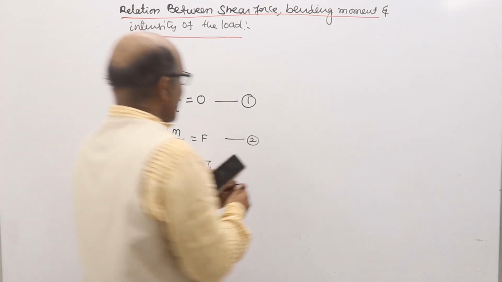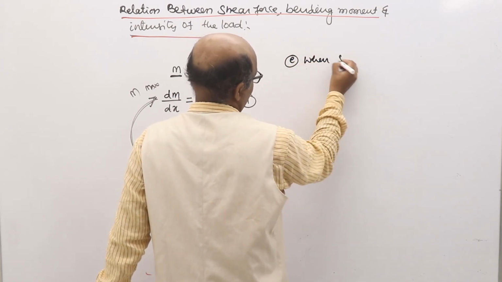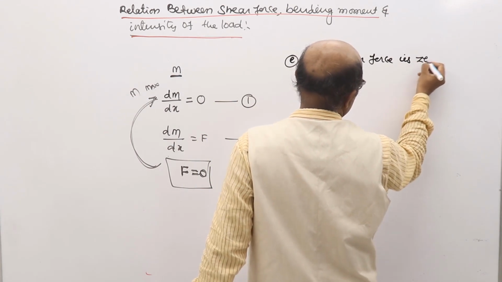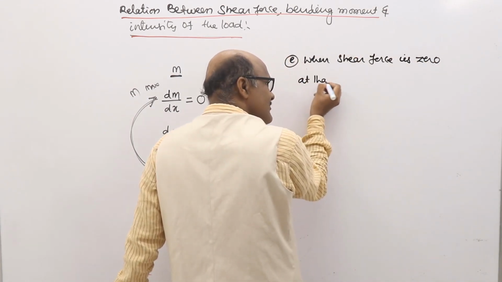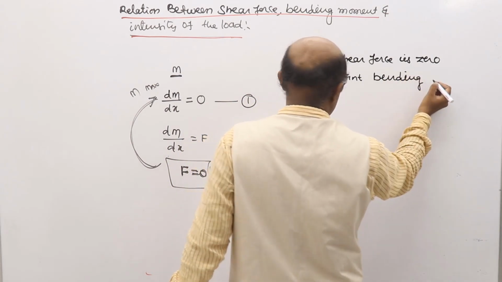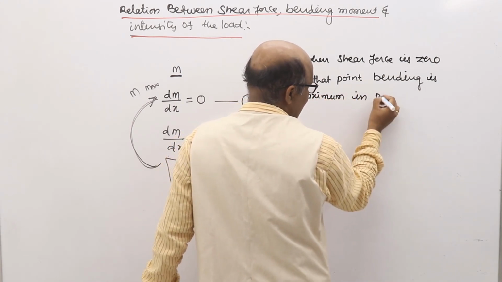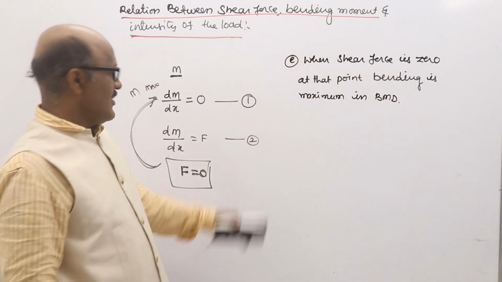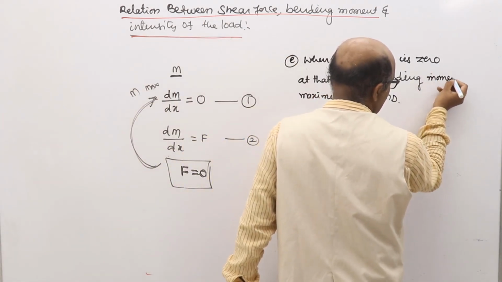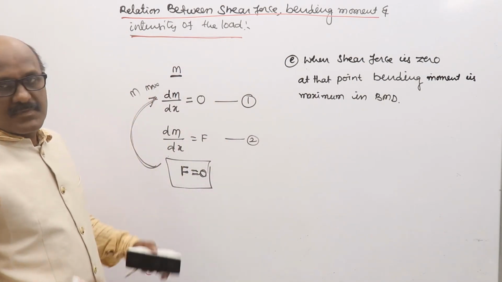So this is the fifth one. When shear force is zero, at that point bending moment is maximum in the bending moment diagram. Okay, all of you clear?